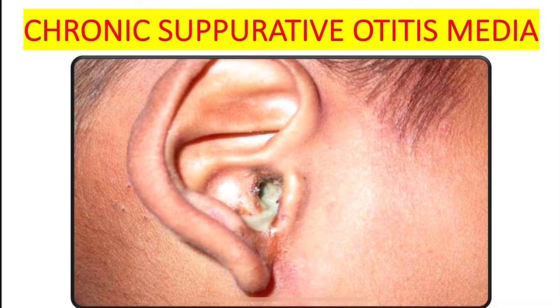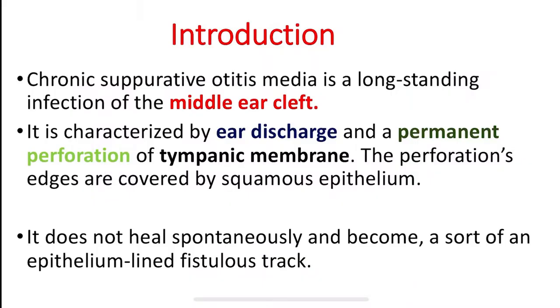Welcome back. In today's video, we are going to discuss chronic suppurative otitis media as a continuation of our ENT series. Chronic suppurative otitis media is a long-standing infection of the middle ear cleft. So in chronic suppurative otitis media, what is affected? The middle ear cleft, and the infection is a long-standing one. It is characterized by ear discharge and a permanent perforation of the tympanic membrane.